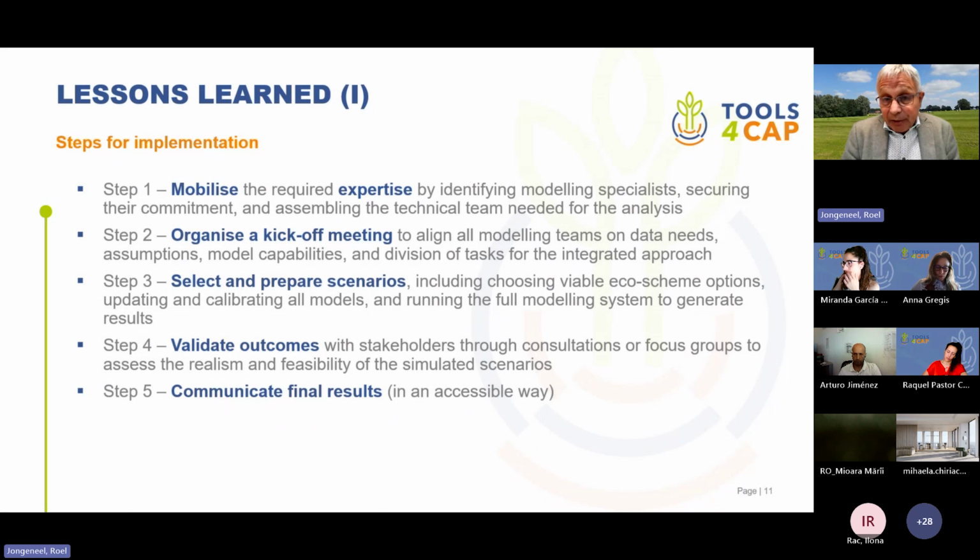The selection and preparation of scenarios. If you see that they have the problems, they probably have their own ideas about scenarios, but as researchers, sometimes from the insights you have in your tool, you can also contribute to the scenario building or suggest some other scenarios. The validation of outcomes with stakeholders: when you have certain results of models, are they also recognized and found plausible by the stakeholders? And the communication of final results.